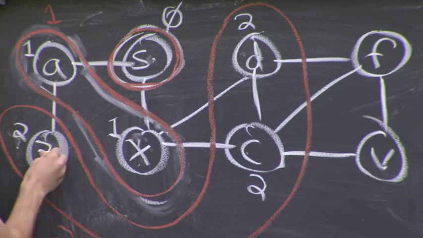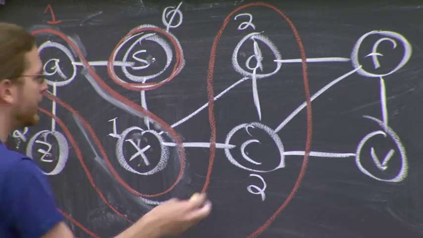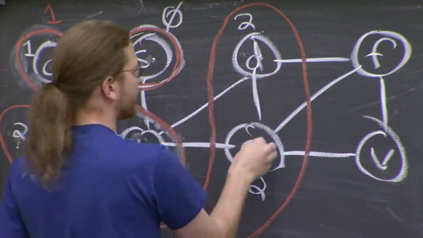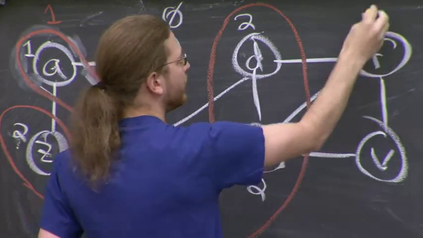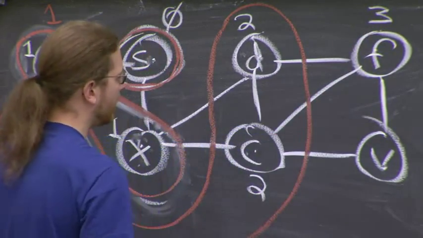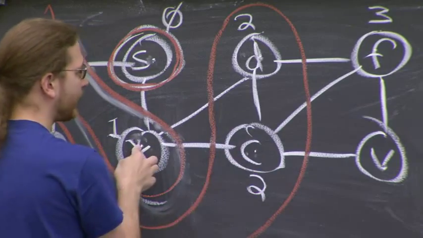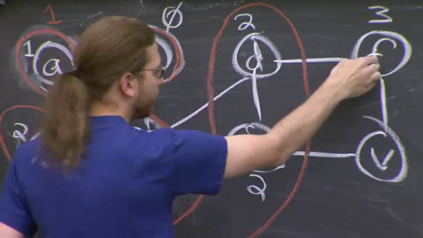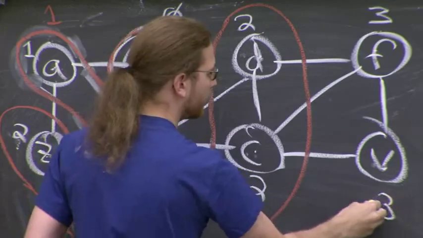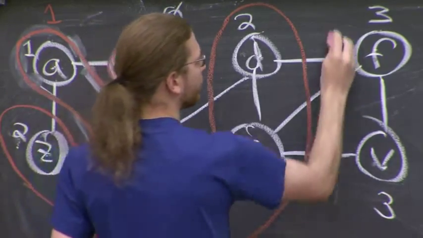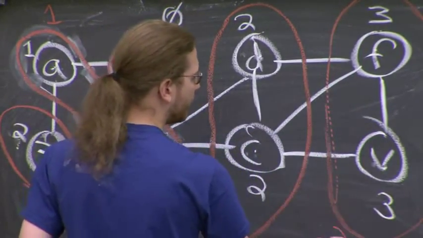Okay, then we look at all the neighbors of Z. There's A. A's already been set. Look at all the neighbors of D. There's X. There's C. Those have been set. There's F. So this one gets added. Then we look at C. There's X. That's been done. D's been done. F's been done. V has not been done. So this becomes a frontier at level 3.